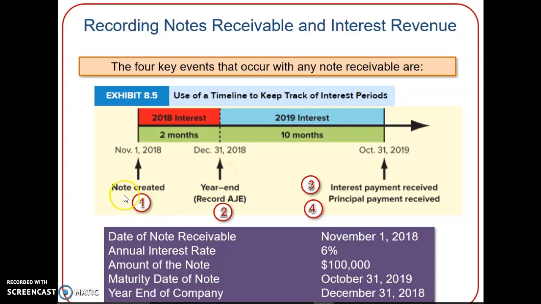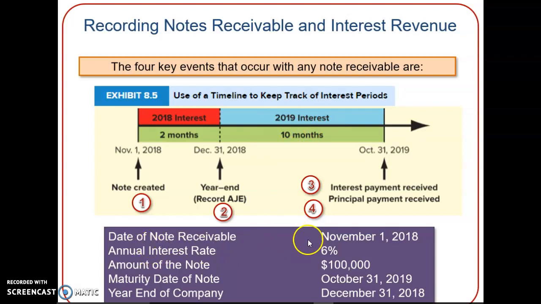Let's say we created a note on November 1st, 2018. Between November 1st, 2018 and December 31st, 2018, we have 2 months. So we're going to recognize revenue from the interest, or interest revenue, for those 2 months first. That's the end of the year adjusting journal entry. And then we're going to recognize the second half, which is the 10-month interest in the year 2019.